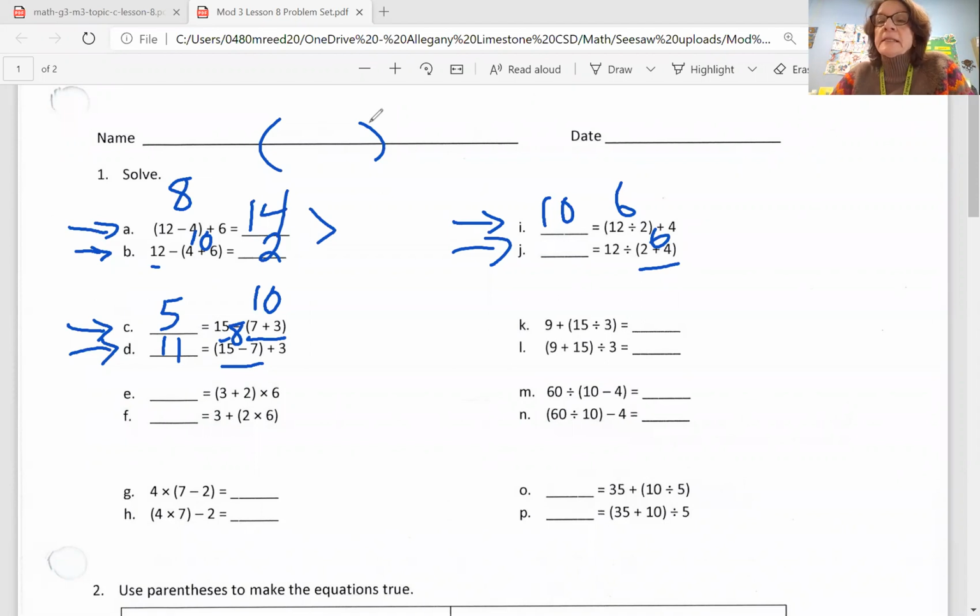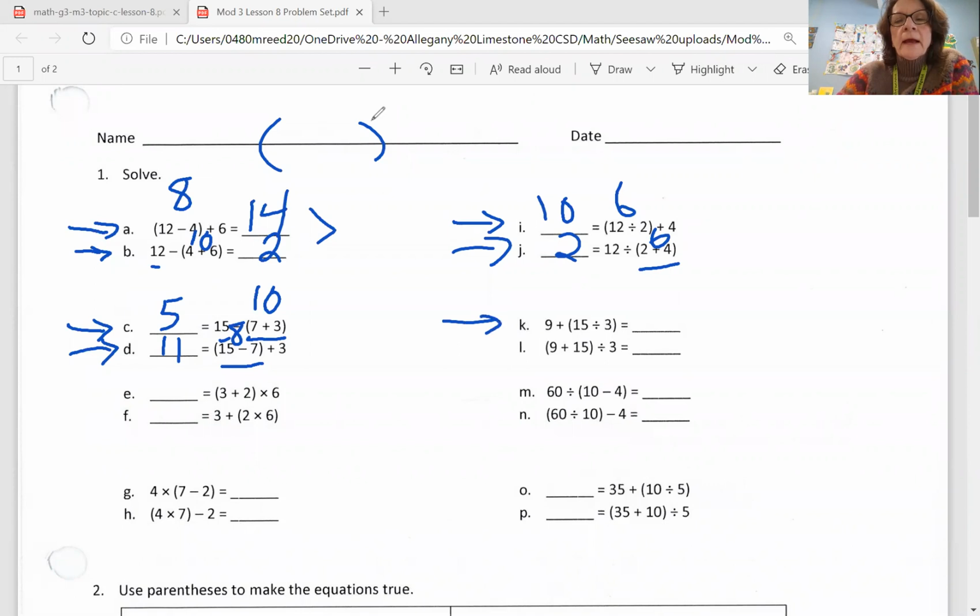Again, division, skip count by 6 till I get to 12. 6, 12, my answer is 2. So 2 is my answer for this one, and 10 was my answer for the first one. Make sure that looks like a 10 there. Sorry about that. Okay, two completely different answers based on where my parentheses were.